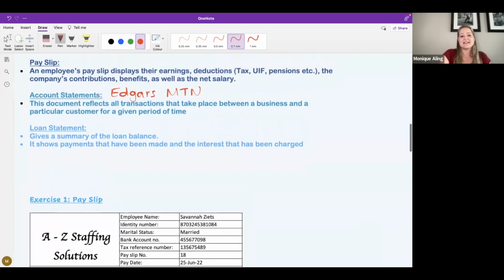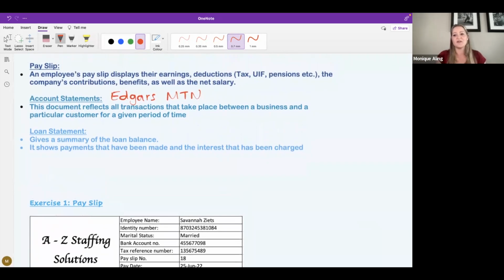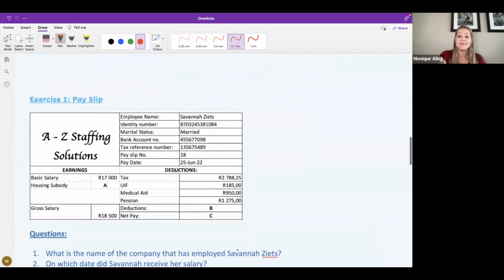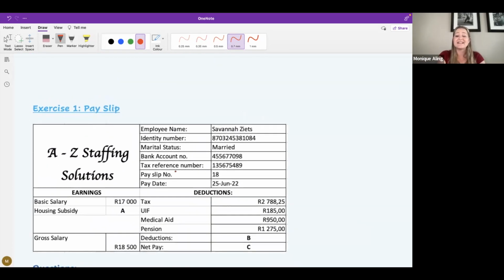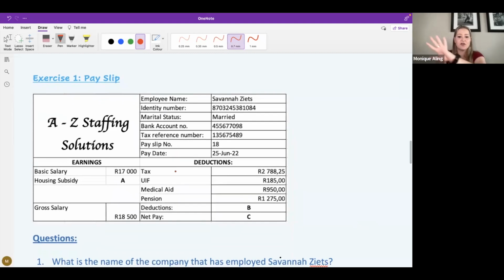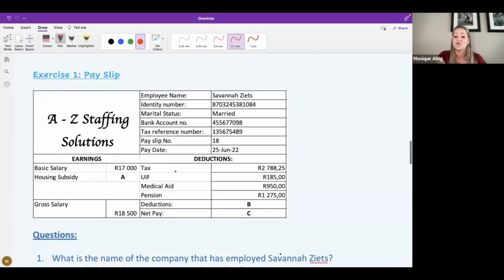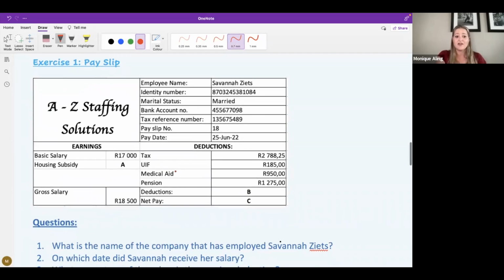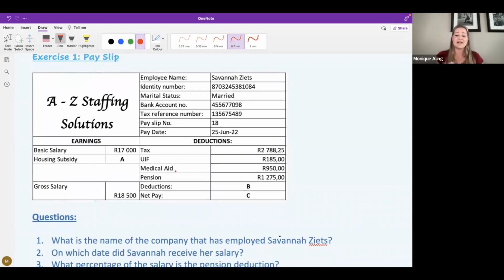Okay, so like I said, guys, when it comes to financial documents, you can't really study too much because they can give you an account statement in any form. So the first one we're going to look at is a payslip. Now, all payslips are going to have roughly the same information, but it just could be set up differently. It could look completely different to the one that you've seen on the screen now, but it will have the same information.